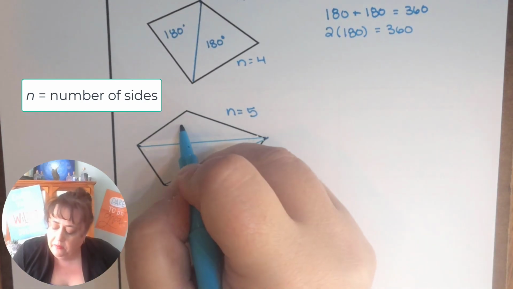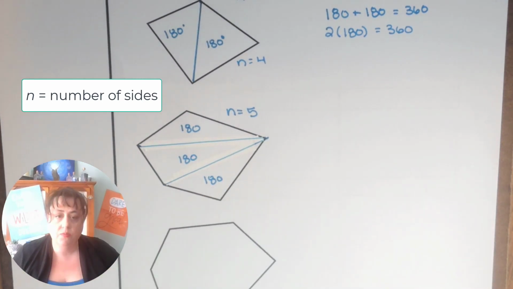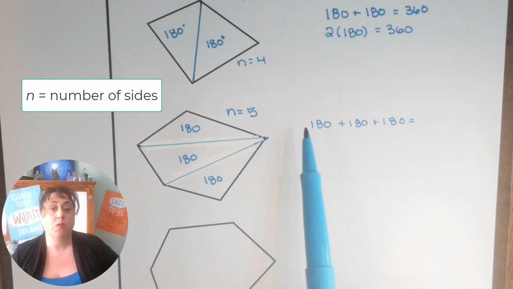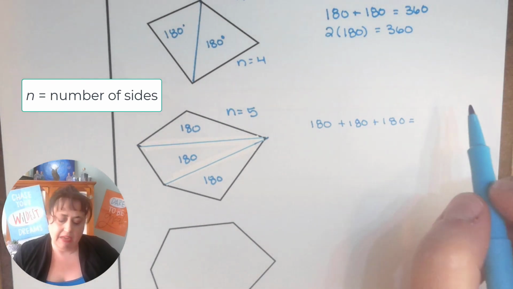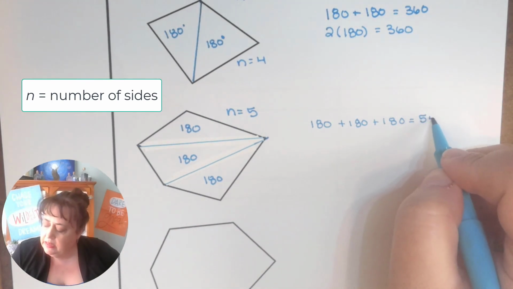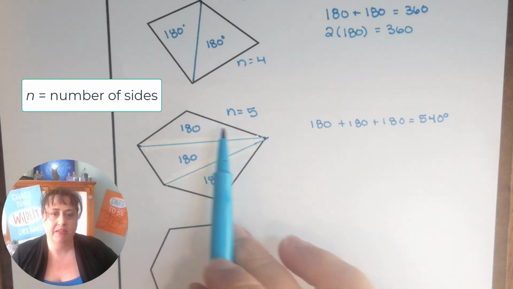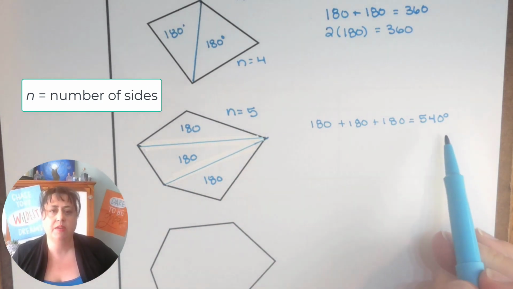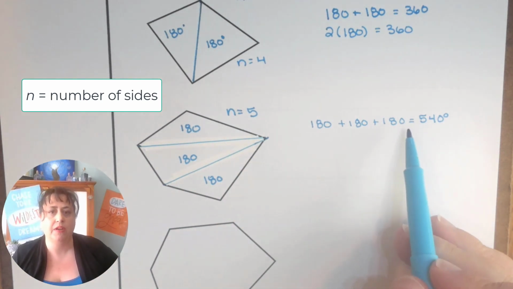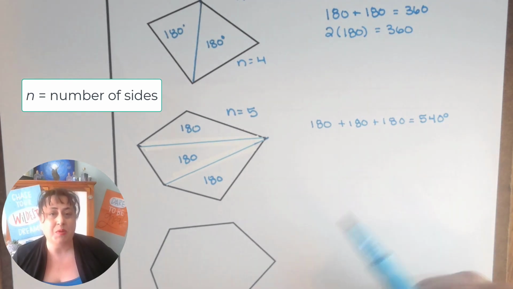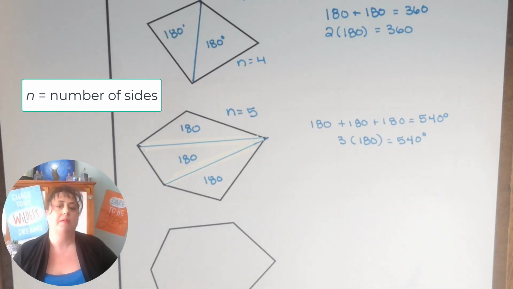So we have 3 triangles, each with 180. So when I add up 180 three times, I get 540 degrees. So when I have a pentagon, or n is equal to 5, the sum of the angles is 540 degrees. Again, I could write this as a multiplication problem. 3 times 180 is 540.